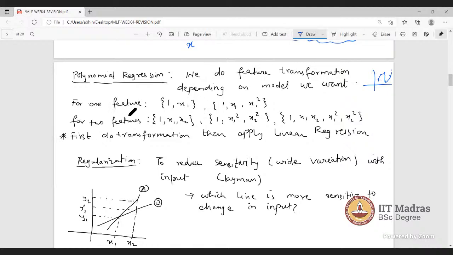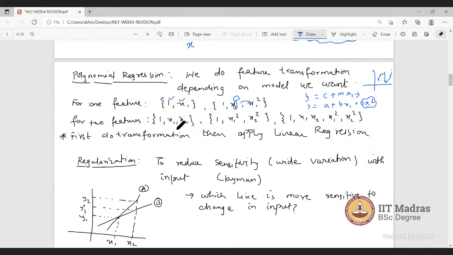So for example, I have one feature in the data set. Let me call it x1. Then the possible models that I can build is by using the feature itself, right? As we were doing, y equal to c plus m x1. So this was a linear model, right? So for this case, I only need 1 and x1. Now suppose I want to model a system like this, a plus b x1 plus c x1 square. Then I would require x1 square also, right? So I'm just transforming this x1 to x1 square. So this is what we do in polynomial regression.